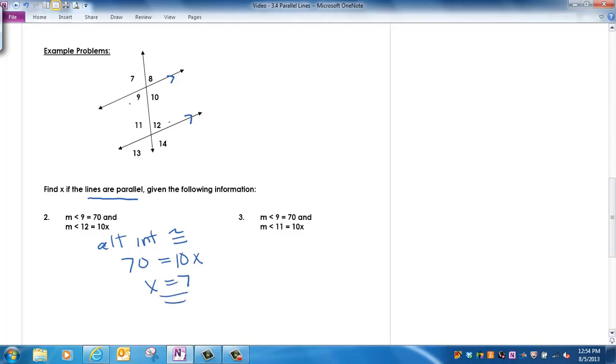Okay, let's try another one. 9 and 11. Now, what pair is that? Same side interior. Were those congruent? I think not. Instead, we said those are supplementary. Should we set them equal this time? Only if we want the wrong answer. Supplementary means we add them up to 180. So 70 plus 10x equals 180. Again, a little bit of good old algebra 1. 10x equals 110, and we divide to get x equals 11.